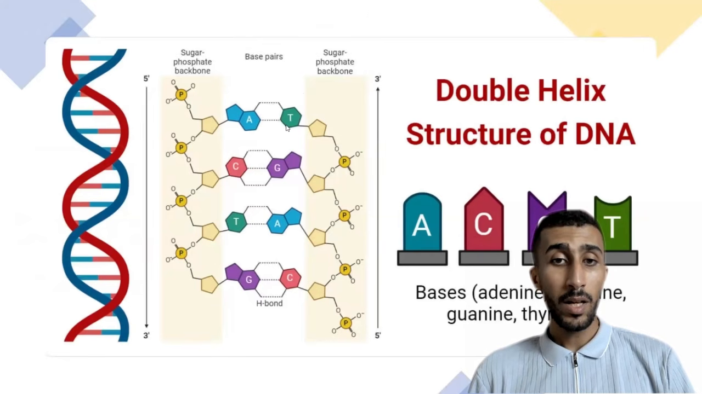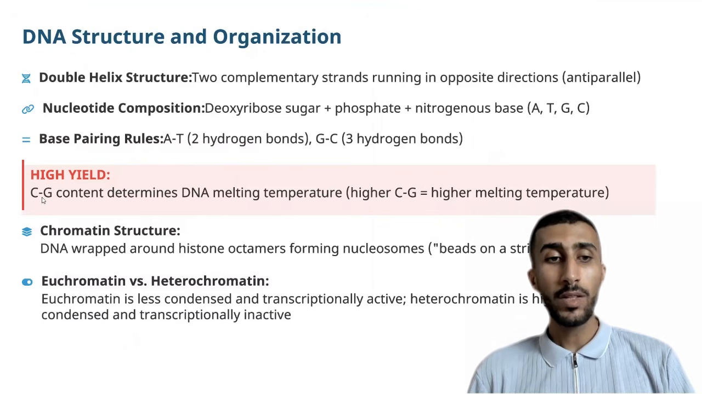So the adenine and the thymine are bonded together, while the cytosine and the guanine are bonded together. So A with T, and C with G. The adenine and the thymine are bonded by 2 bonds, versus the cytosine and the guanine, which are bonded by 3 bonds. So this translates to a different melting temperature. The more there is an increase in the CG content, which has 3 hydrogen bonds, the higher the DNA melting temperature.